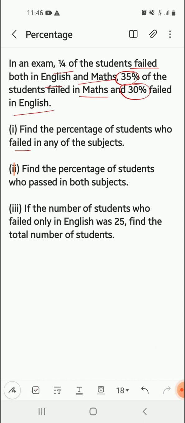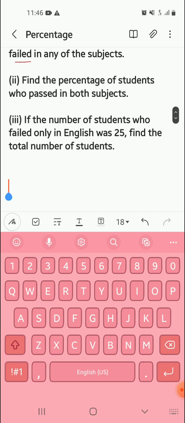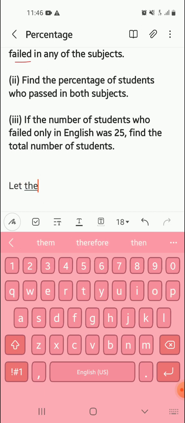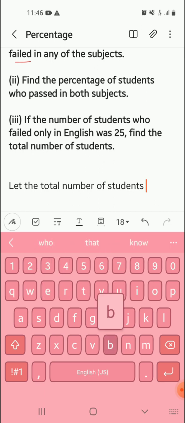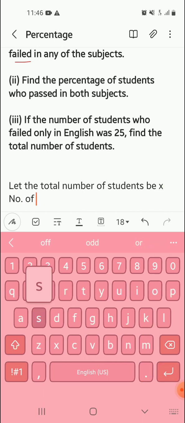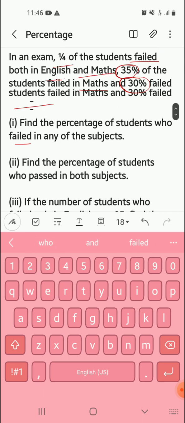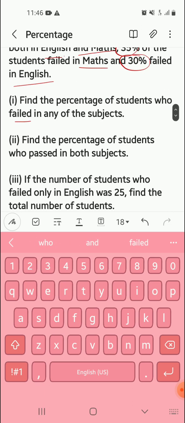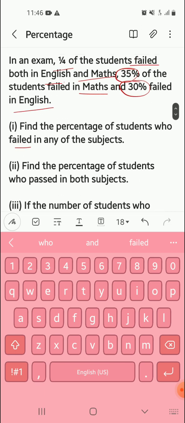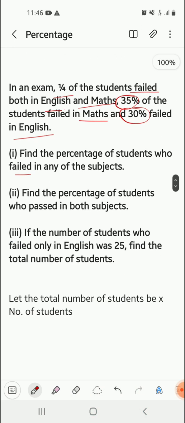So first of all, let the total number of students be x, because we don't know what the total number of students is. After this, the number of students who failed both in English and maths is 1 by 4, because it's stated in the question here that 1 by 4 of the students failed both in English and maths.